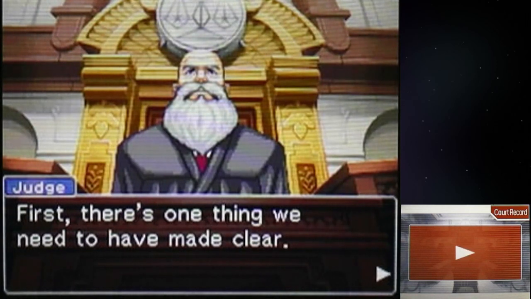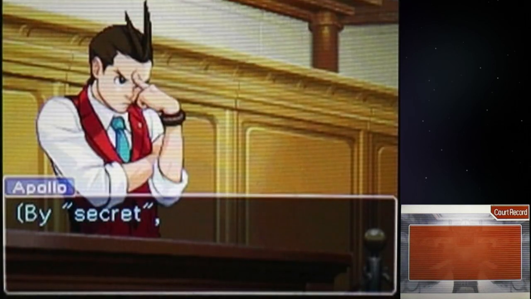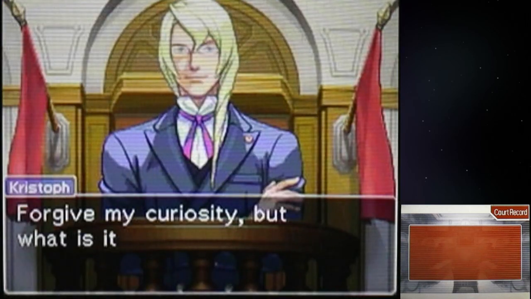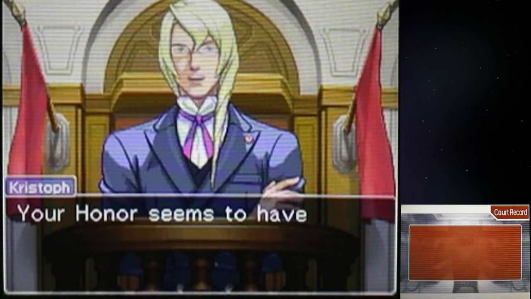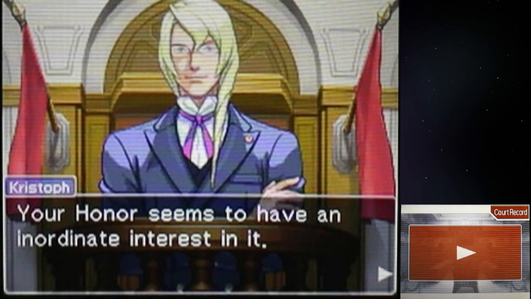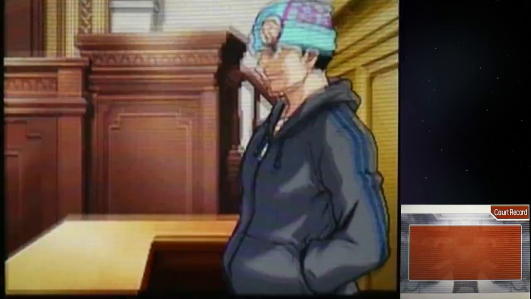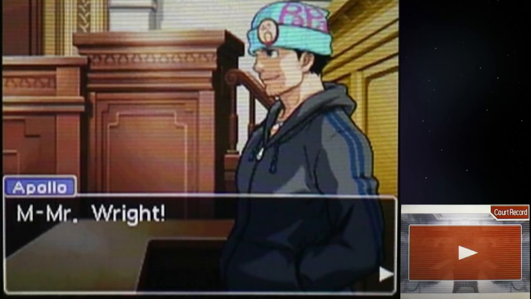First, there's one thing we need to have made clear. How did you know about the secret beneath the victim's hat? By secret, I'm guessing he means the fact that Mr. Smith was bald. Forgive my curiosity, but what is it about this fellow's head? Your Honor seems to have an inordinate interest in it. Phoenix called an objection. Why are you standing there? Sure, why not? I mean, just... Sure. I wouldn't call it inordinate, Mr. Gavin. Mr. Wright?